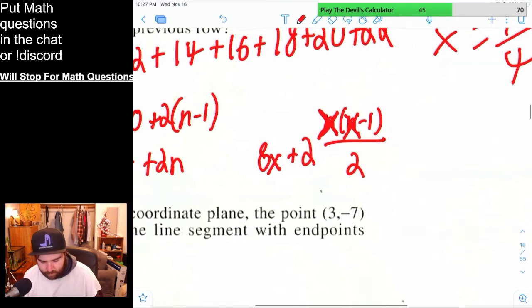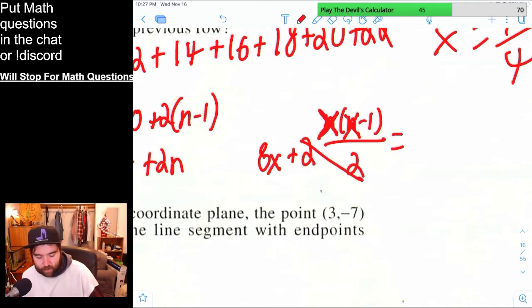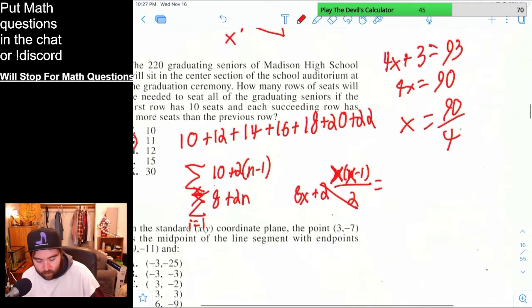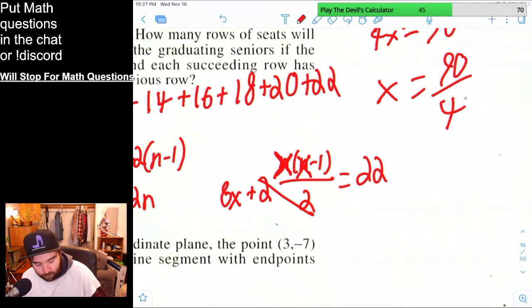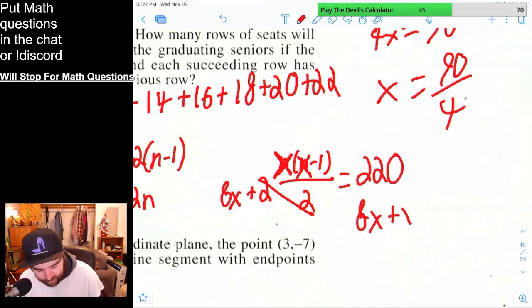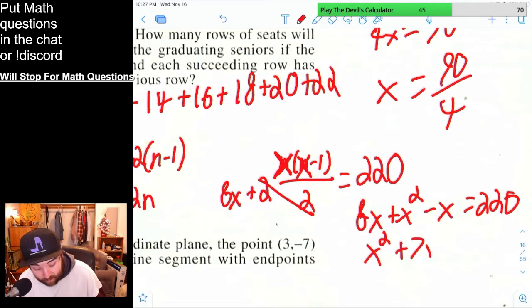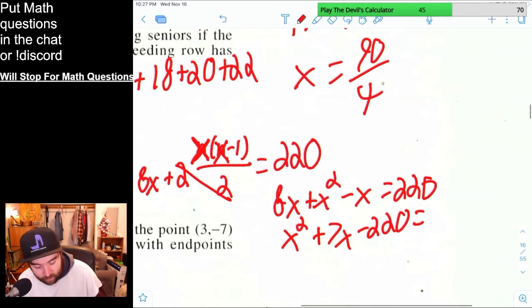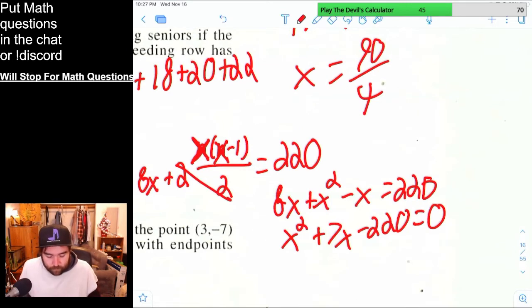Yeah, this is gross, because then we're trying to do that equals 220. Well, let's see if this even gets us our answer. So then we have 8x plus x squared minus x equals 220. So we got to get everything to the same side. And then factor. Does that even factor? I don't think that does.